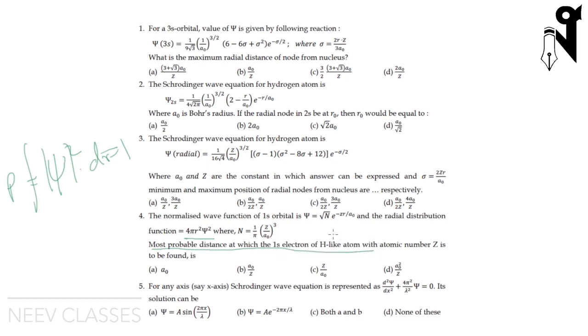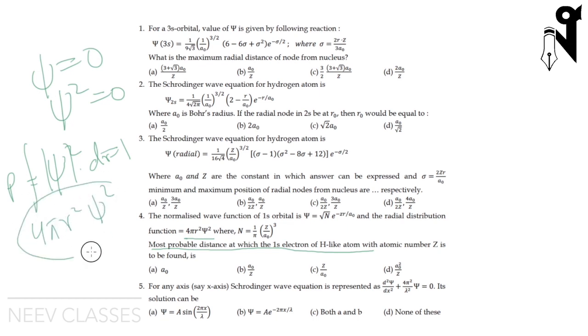They have not asked for a node. Asking for a node is easy, putting this equal to 0 or putting this squared equal to 0. For the most probable radius, you have to differentiate the 4 pi r square psi square graph. You have to differentiate this graph, because that is actually giving you the answer; you can't differentiate psi alone, as has been told in the previous frame. So that is what you have to do. Psi is given, you have to square it, differentiate, put it equal to 0 and get the answer. So try to do this one.